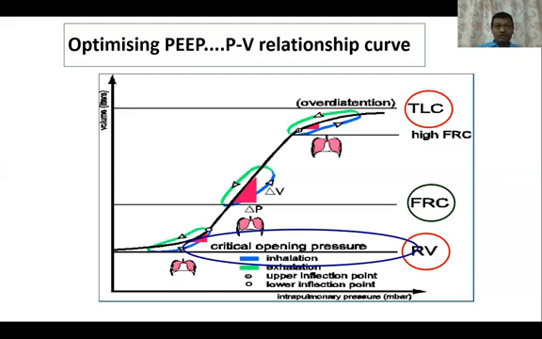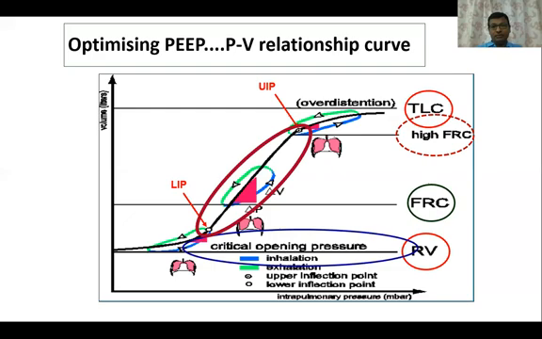Now, if you look at the pressure volume relationship curve, there are 2 points. One is the lower inflection point. It corresponds to the critical opening pressure. That's why it is the point of alveolar opening. So below this point, most of the alveoli will be collapsed. Whereas the other point is the upper inflection point, where most of the lung units will have high compliance, and a rise in pressure beyond this limit will lead to overdistension. And the portion of the PV curve between these 2 points is the favorable portion of the curve.